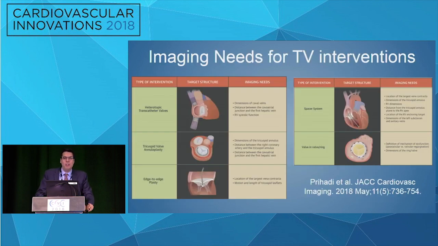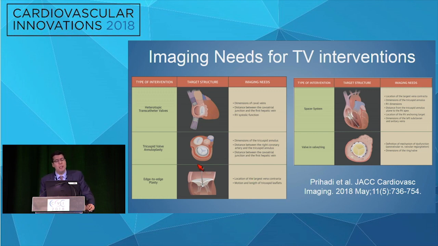So what are imaging needs for the tricuspid valve interventions? This is a great review paper that Becky also co-authored along with Joren Bags and Jonathan Leipzig, highlighting that depending on the tricuspid valve intervention that is going to take place for this patient, we need to make some measurements, which makes sense, right? So if we're going to deal with heterotopic transcatheter valves, which will be attaching to the caval to the right atrial junction, either in the SVC or in the IVC, we need to measure those distances. We need to measure what's the distance between the caval atrial junction and the first hepatic vein. It cannot be too short, otherwise it's going to obstruct that.